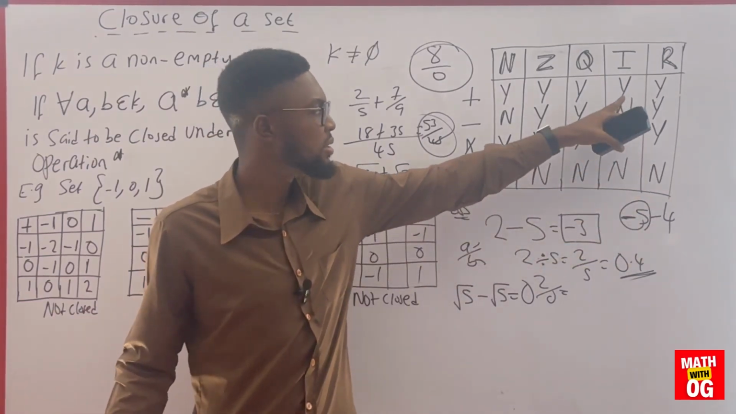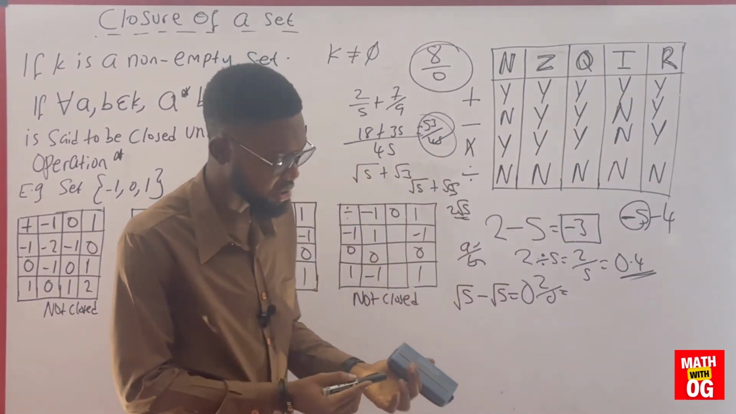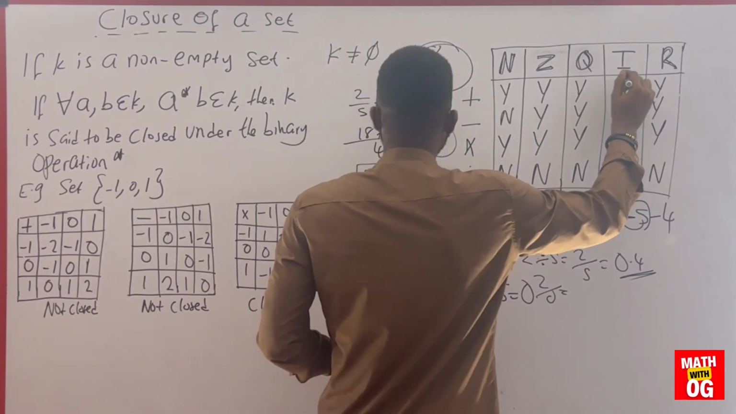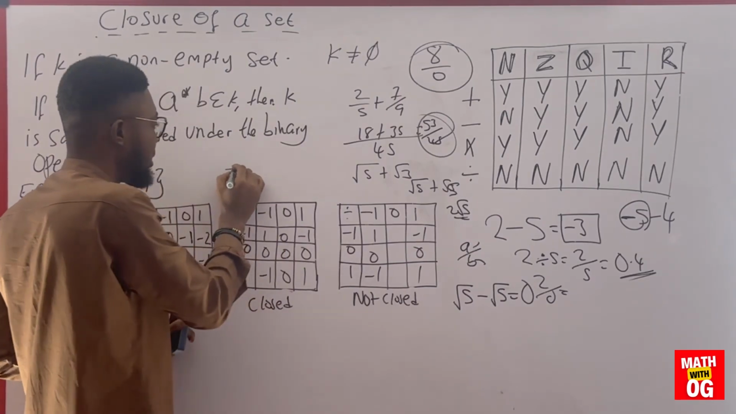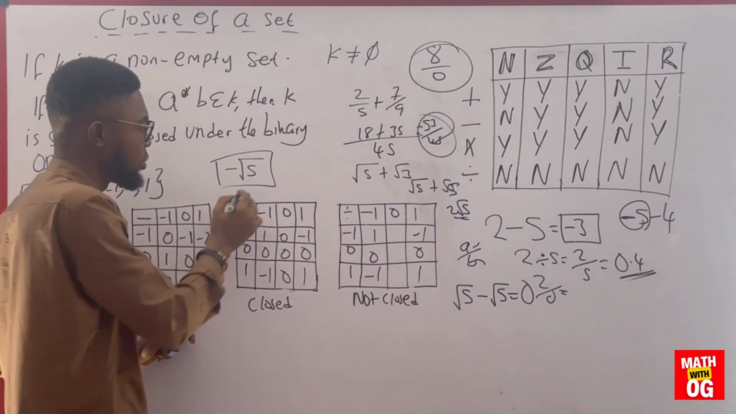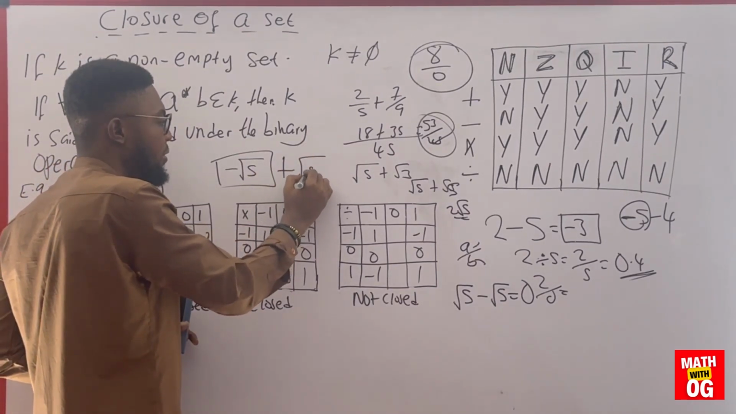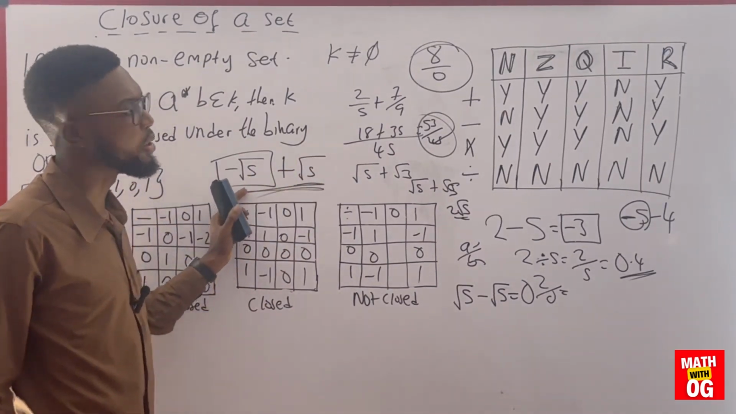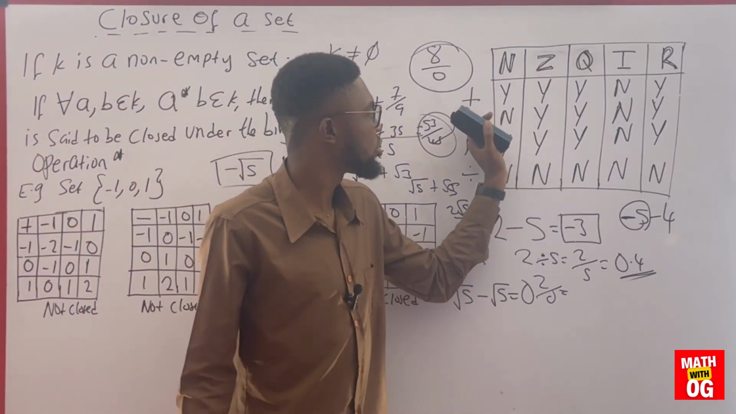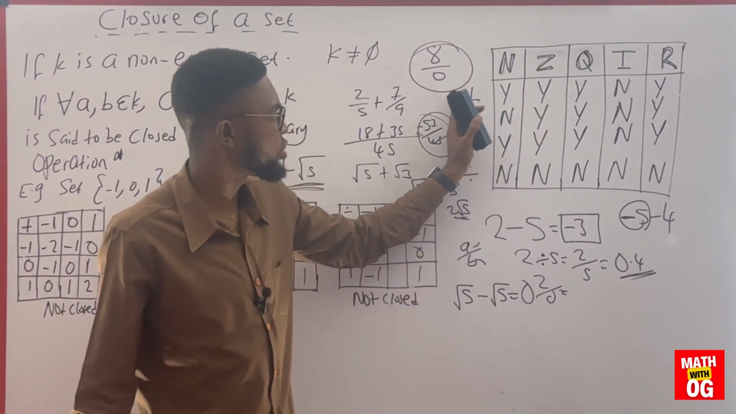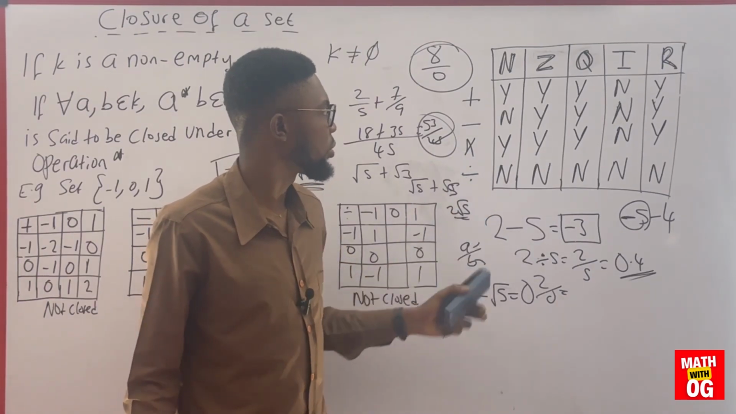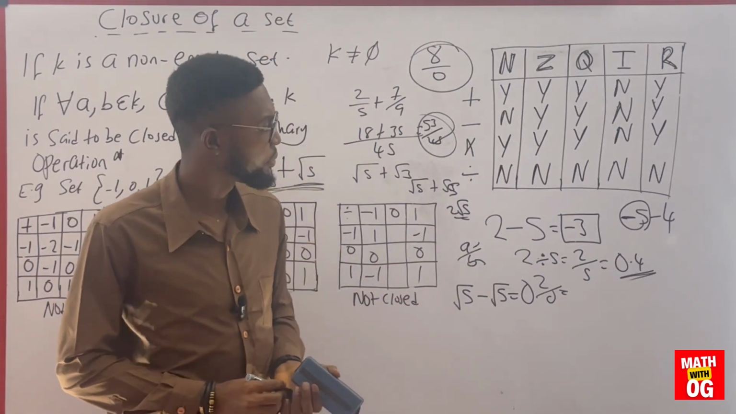Now, someone can argue that addition is also no, so I'll prove that so that we can change that to no. The reason is that negative root 5 is an irrational number on its own. So if I add it to positive root 5, another irrational number, this becomes 0, and 0 is a rational number. So irrational numbers are not closed under addition, not closed under subtraction, not closed under multiplication, and not closed under division.